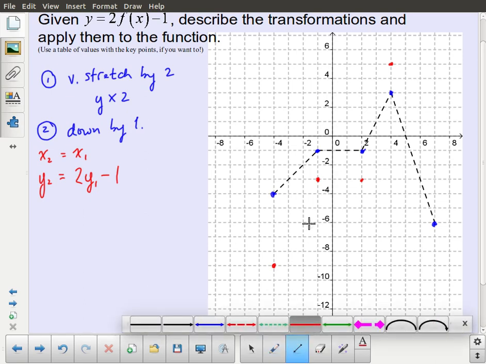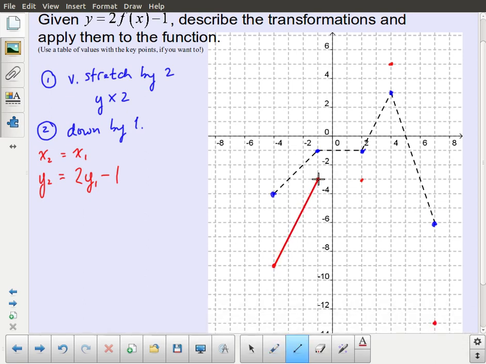And once again, using the line tool here, I'm just going to connect these so you can see both the stretch, and it's harder to see the shift because the stretch dominates here. You can see that this new red graph is taller. It's harder to see the shift that's taken place, but it's also in there.